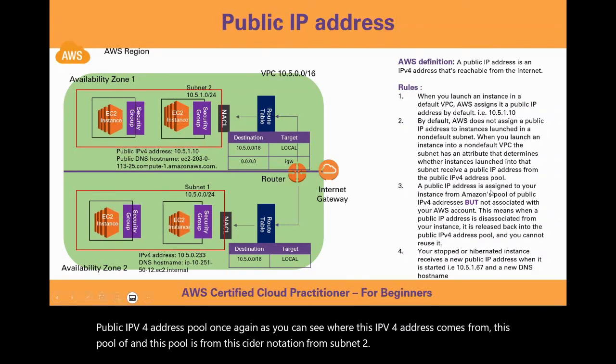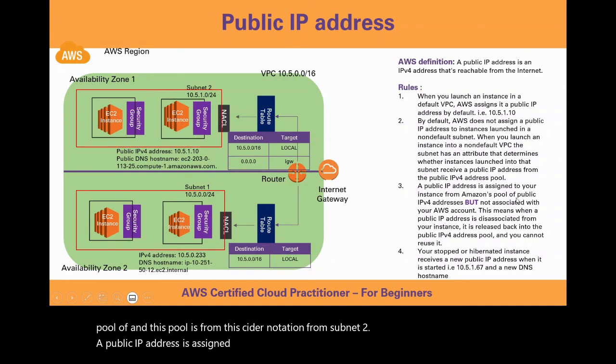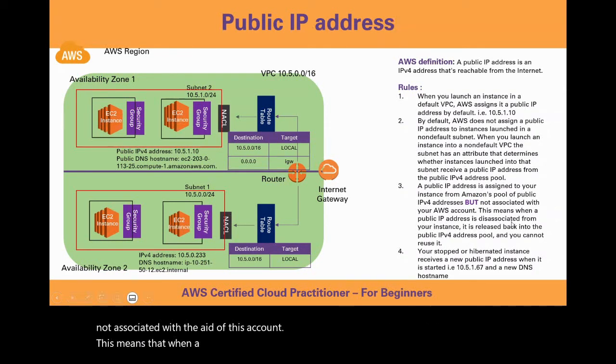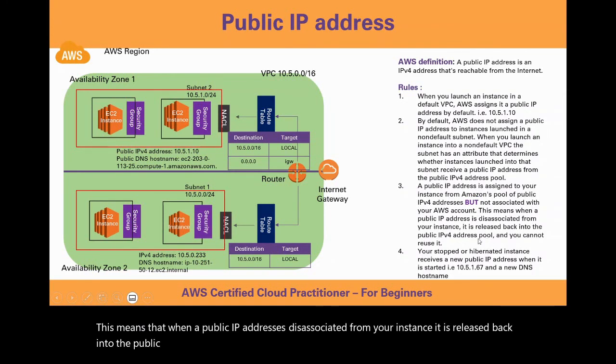A public IP address is assigned to your instance from Amazon's pool of public IPv4 addresses, but not associated with your AWS account. This means that when a public IP address is disassociated from your instance, it is released back into the public IPv4 address pool and you cannot reuse it. So this is different from a private IP address.